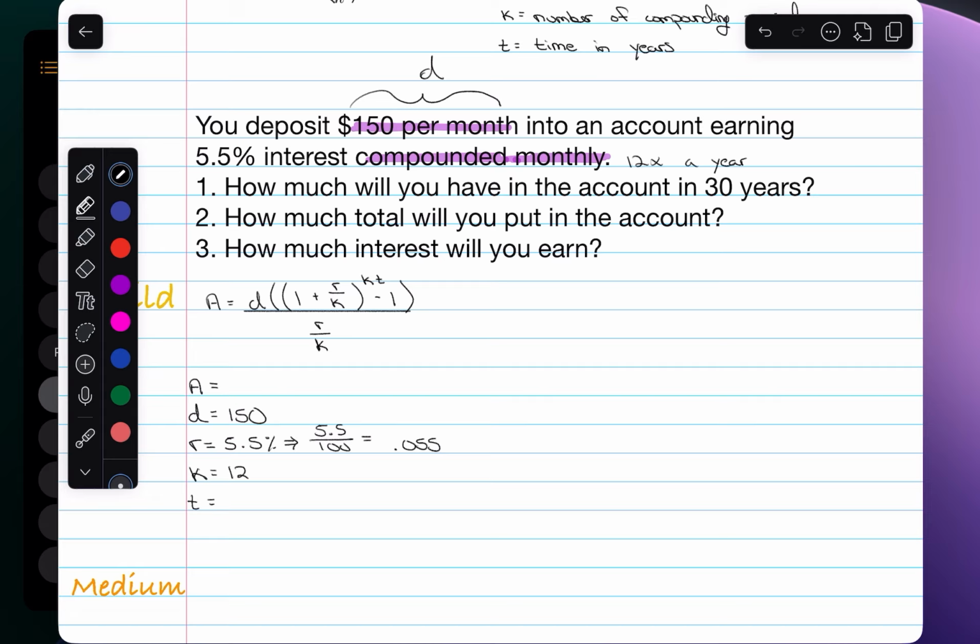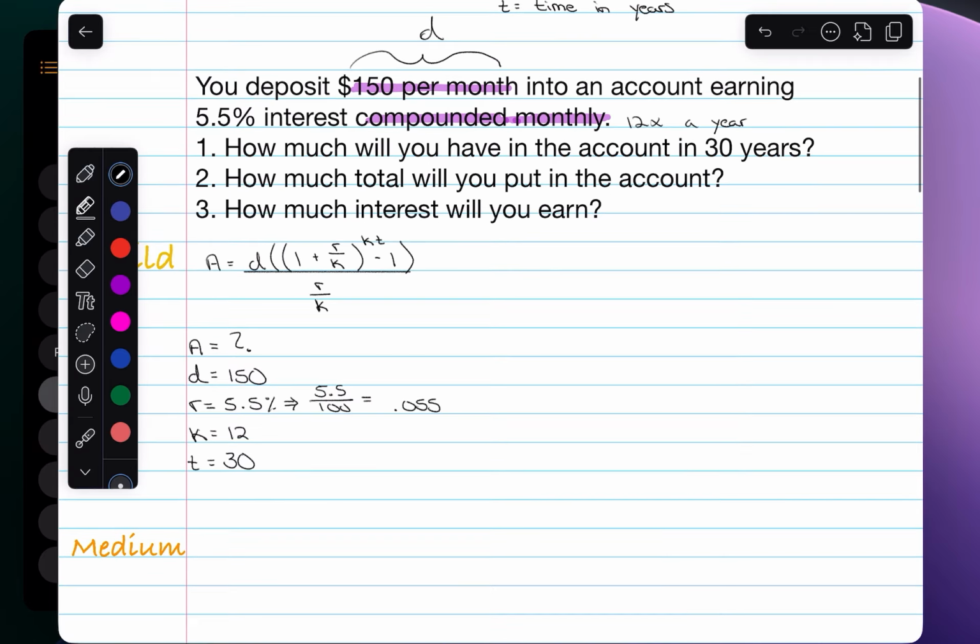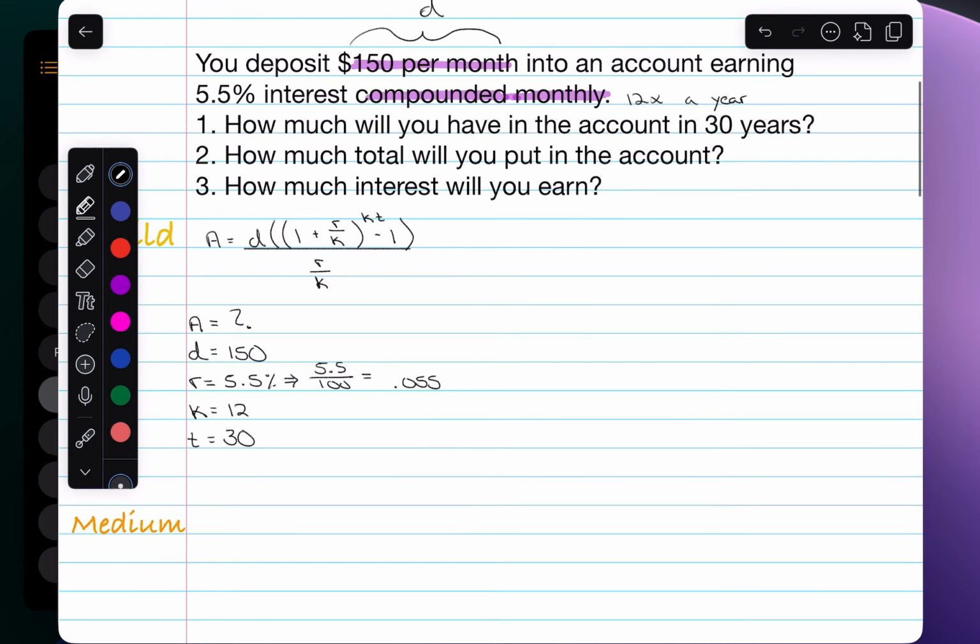And then in our original prompt, we don't know how long we're leaving it in there for, but the first question says, how much will you have in the account after 30 years? So that's where I am going to put 30 right here for my T. The ending amount, that's question 1, that's what I'm missing. So now I am going to plug all the pieces I know in and solve for the one that I don't.